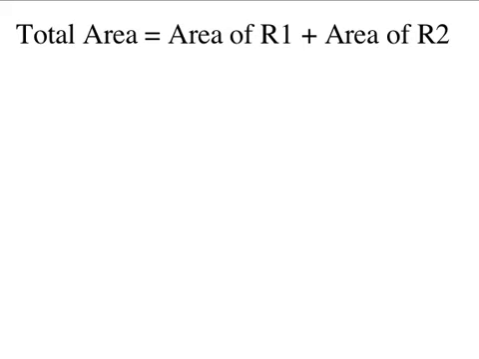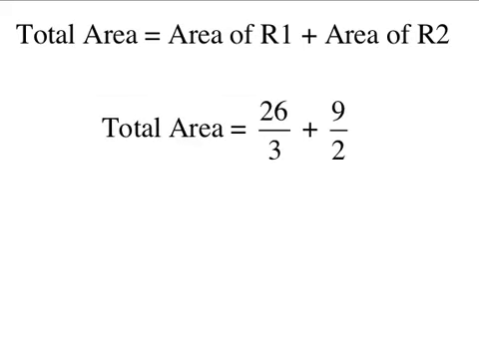And let's recall what those numbers were. Region 1 was 26 thirds. Region 2 was 9 halves. Adding that together, we get our total area of 79 sixths. And that will conclude this problem.